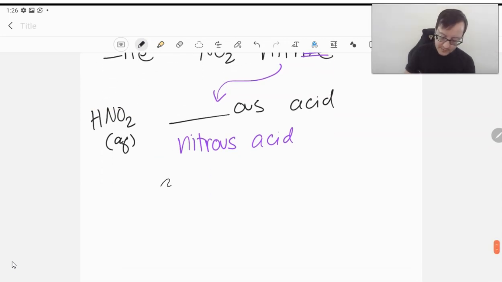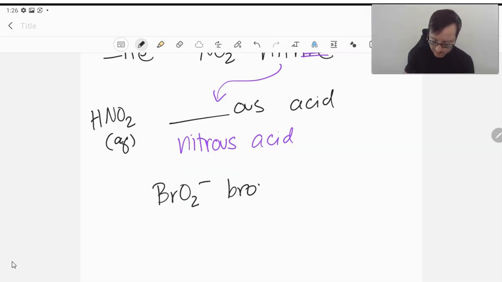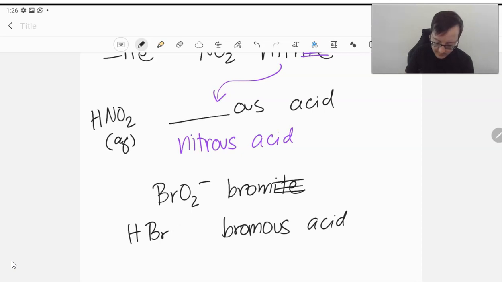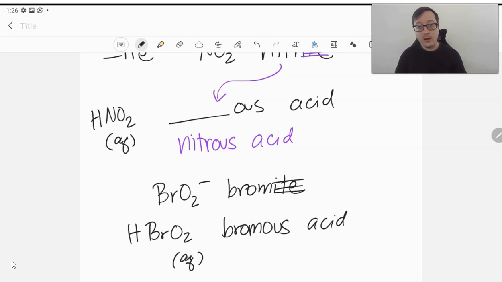Or we can say, for example, we have bromite. Again, we're going to get rid of that ite and add ous acid, bromous acid, once we add that H plus on there. Not too bad. There are 2 special cases that will also take place in our ite endings.